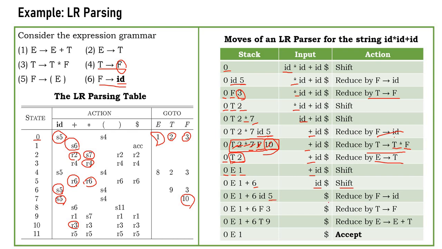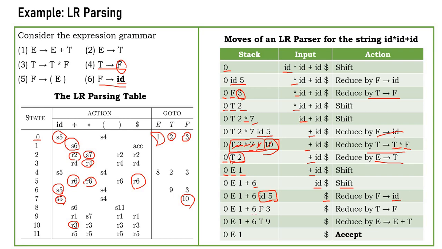Then next we have to check this 5 and the dollar. So 5 dollar, it is R6. So again we are going to do the reduce. So what is the sixth production? It is F implies ID. So we are going to do reduce by F implies ID. On the right side there is only one element, so 1 into 2 it is 2. So this ID and 5 will be removed from the stack and we will reduce it by F.